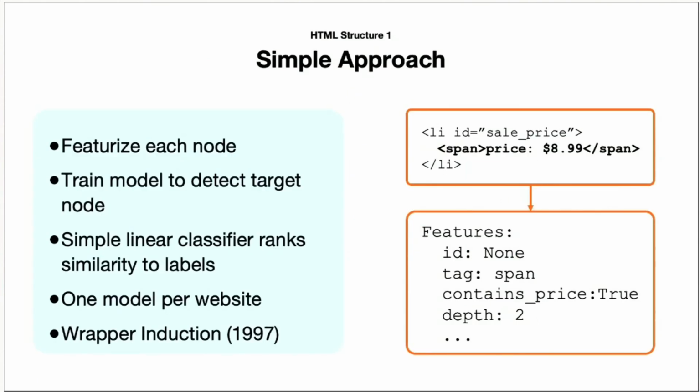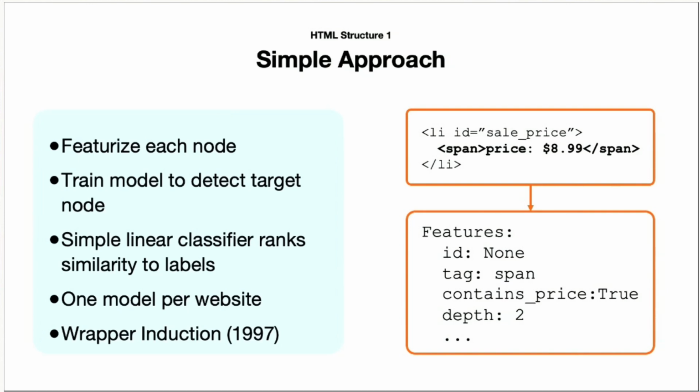This is an approach our team has taken very successfully. So you can featurize each node in that graph, and you can use features that come from the structure, so the depth of the node, what type of node it is, information about its ancestors and siblings. You can also use features that come from the content. Is there a $ sign in the text of this node? That's a pretty useful piece of information.